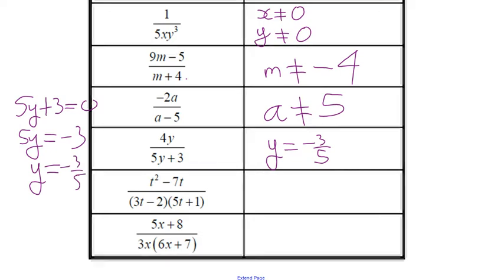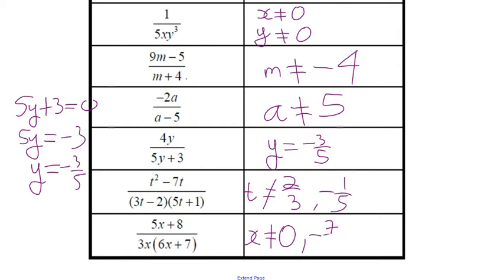Okay, so change the sign of this. What do we get? Okay, so 2/3, -1/5. Okay, down here, 0 and -1/6.